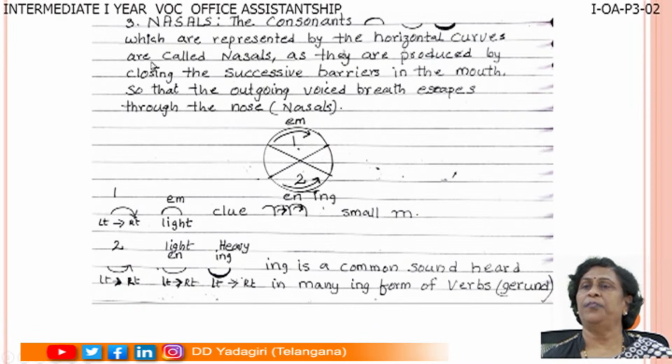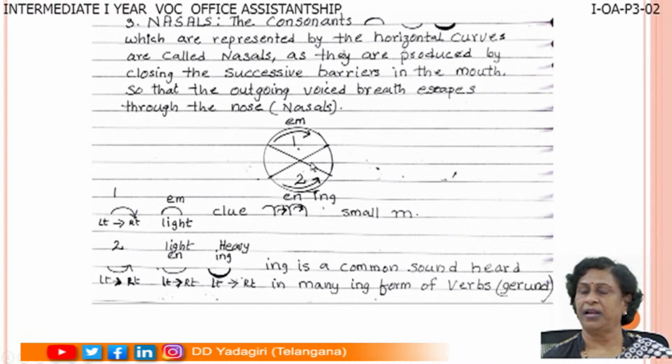Followed? So, these are represented by the horizontal curve. They are horizontal in nature. See, M is written like this, N is like this, and ing is a little heavy one like this. Okay? So, these horizontal curves are called nasals as they are produced by closing the successive barriers in the mouth, so that the outgoing voice breath has to escape through the nose.